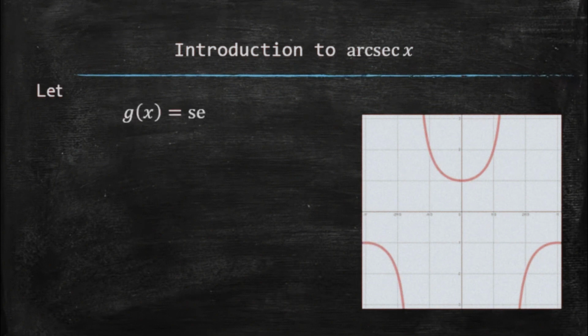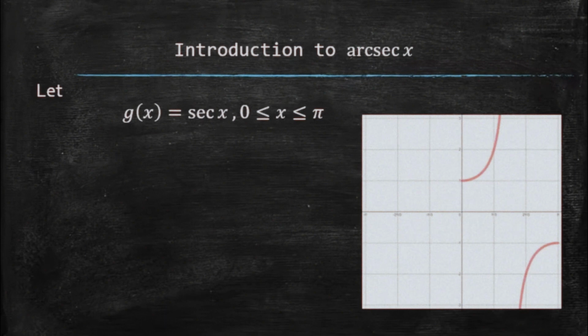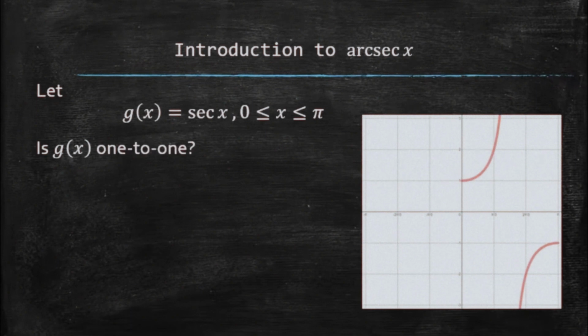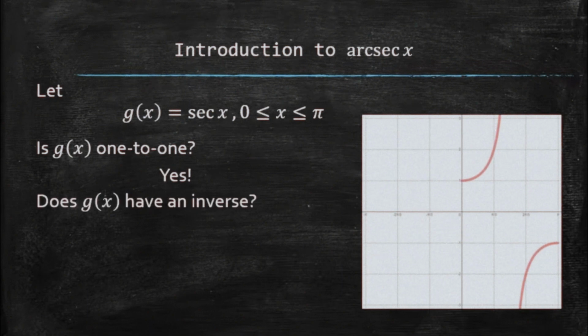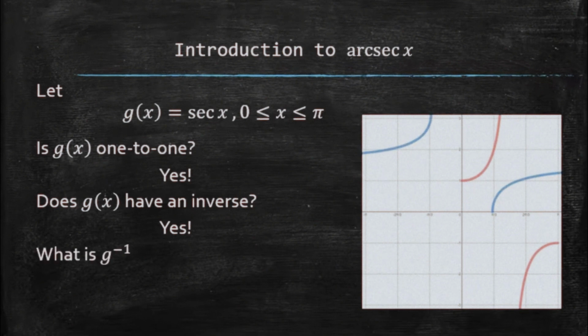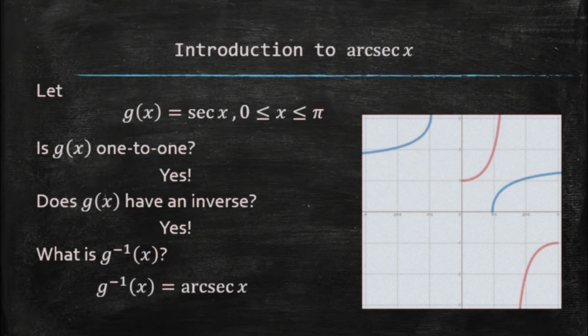Now, let's make a new function g of x from the secant of x function by restricting the domain of the secant function to the closed interval between 0 and pi. Is this function one-to-one? The answer is yes, because now it passes the horizontal line test. Does this function have an inverse? The answer is also yes, because all one-to-one functions have inverse functions. And here's what it looks like. What is this function? This function is not any of the functions that we already know, so we give it a name, the arcsecant of x function.